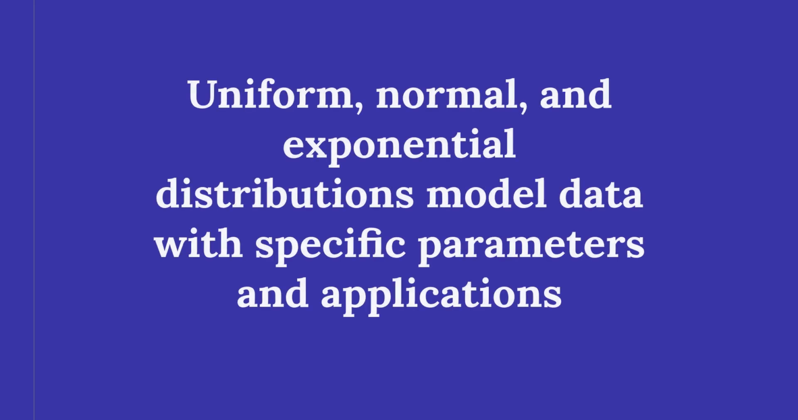Continuous distributions include uniform, normal, and exponential types. Uniform distribution assigns equal probability to values in a range. Normal distribution models symmetrical data clusters. Exponential distribution describes time between events. Each distribution has specific parameters and applications.